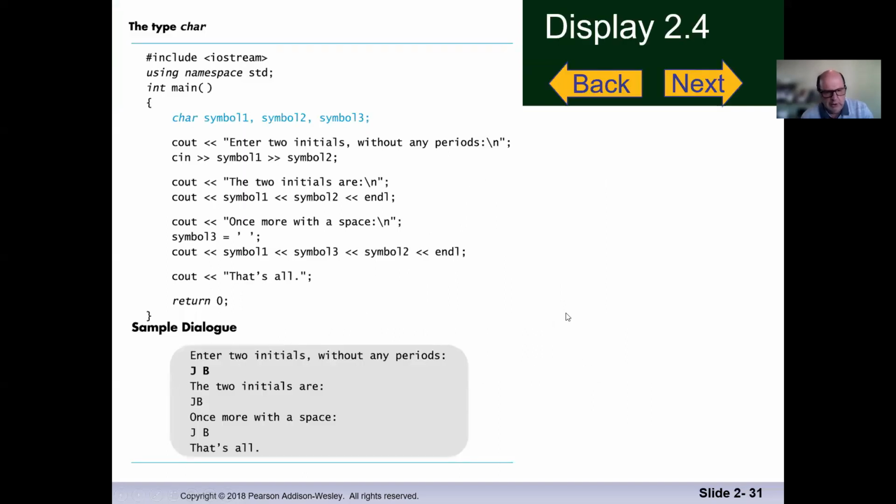One thing that I want to show you here is even though you read this, so the user put J and put a space and put B, when you read it, the first character and second character are going to go into each one of them. So when you display them, there is no space between them. So that's why we have to manually put a space between them.